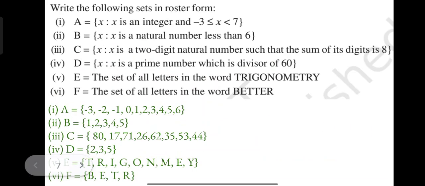Okay, then came the next one. X should be a natural number less than 6, so it's clear that the set is 1 to 5. Okay, and the next one is the set of all numbers such that it should be a 2-digit number. So it should start from 10 as well as end with 99. Okay, so 10, 11, 12, etc. up to 99 we can write, but there is one more condition.